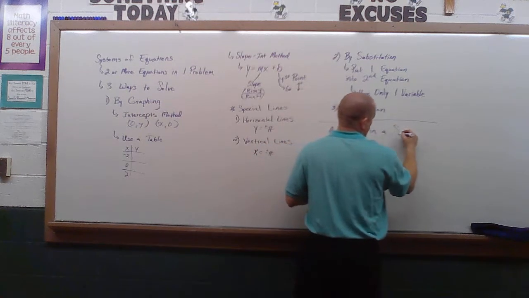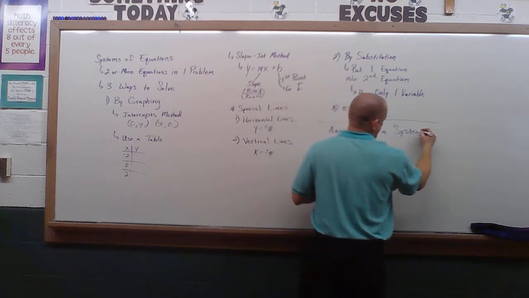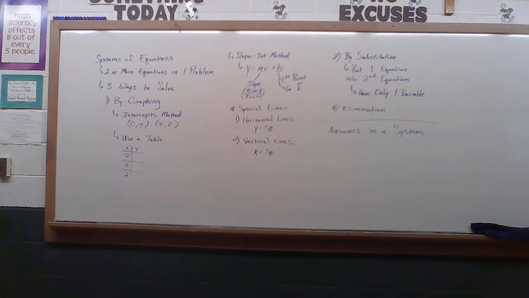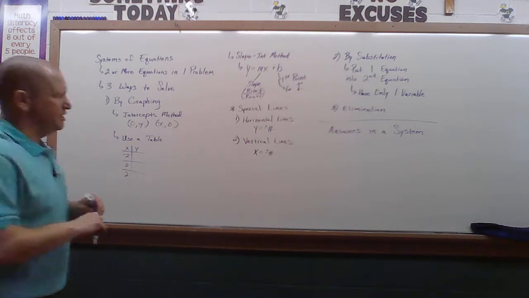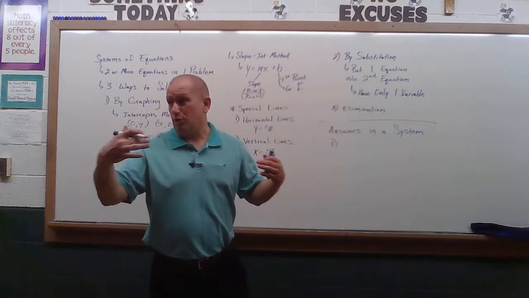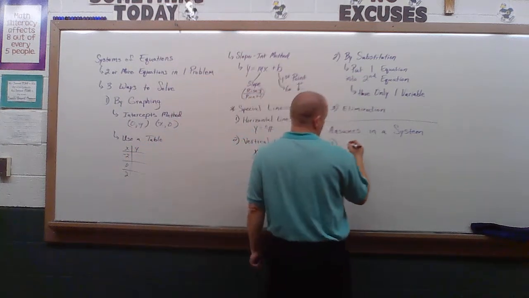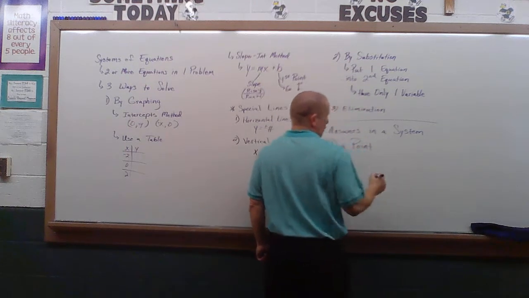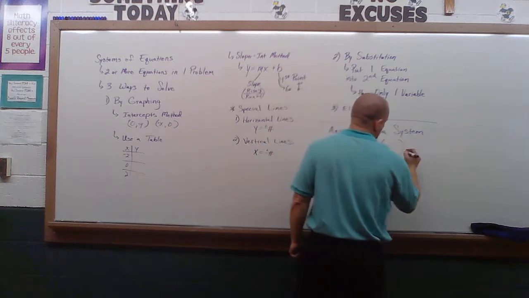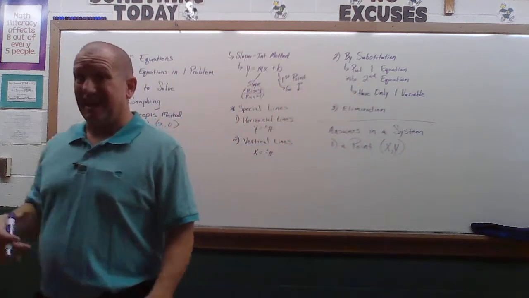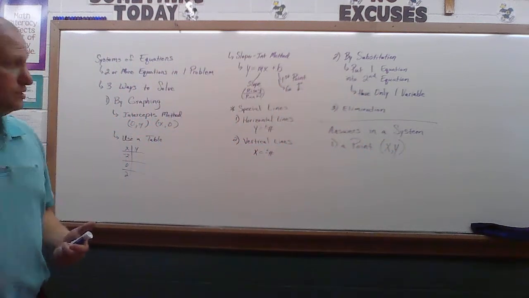Next part is the answers in a system. So there's 3 ways to solve it, and there's three ways to get an answer. Okay? So the first way that I can get an answer is probably the most common, and it is a point. So I'm going to find a point, and obviously a point means that it's going to be an XY value. It's an actual ordered pair.